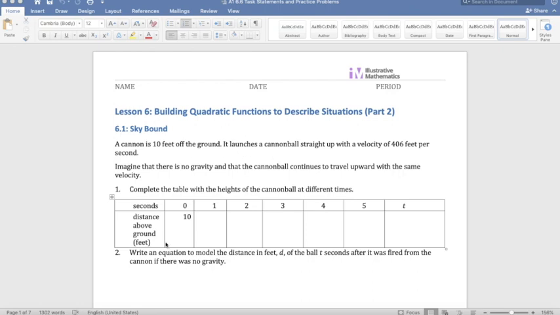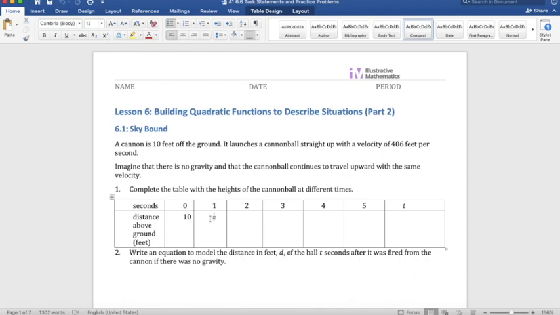It launches a cannonball straight up with a velocity of 406 feet per second. So we just want to imagine there's no gravity for a second. Just take gravity out of the equation, because it's always easier. And we'll just pretend the cannonball continues to travel upward at the same speed. Unrealistic, but pretend. So complete the table with the heights of the cannonball at different times.